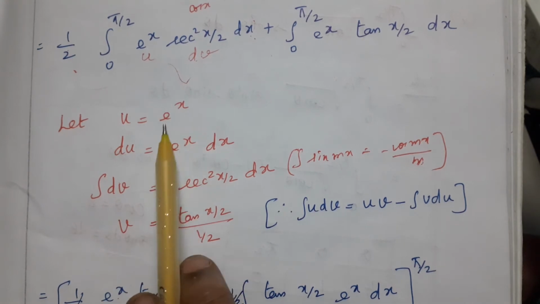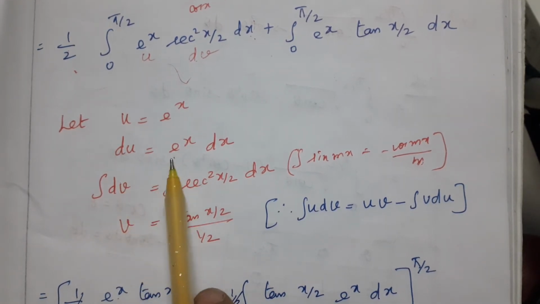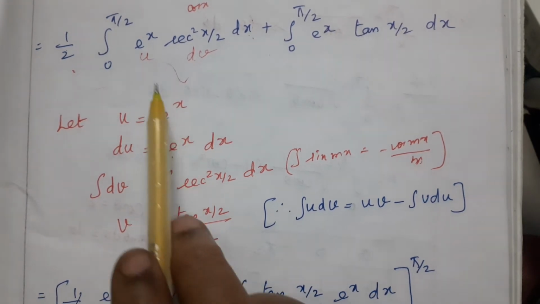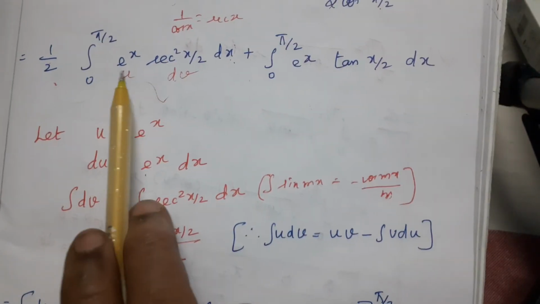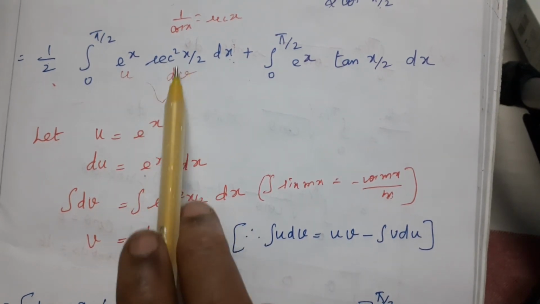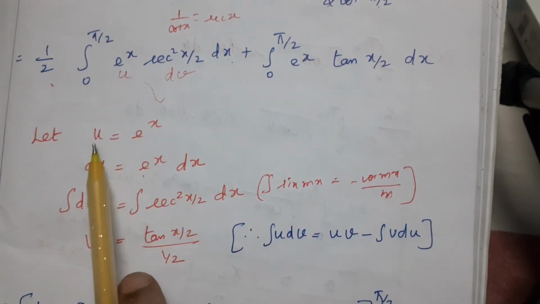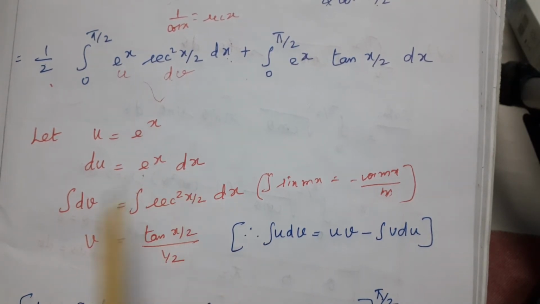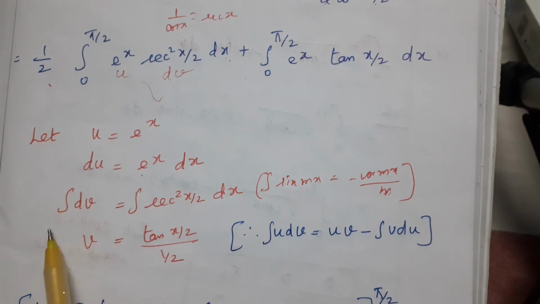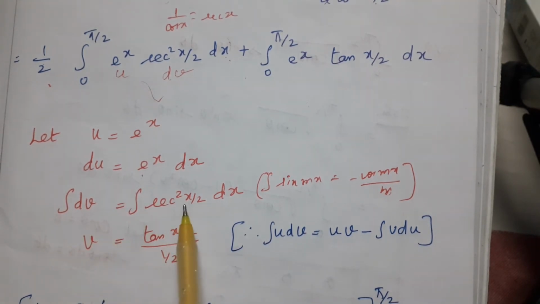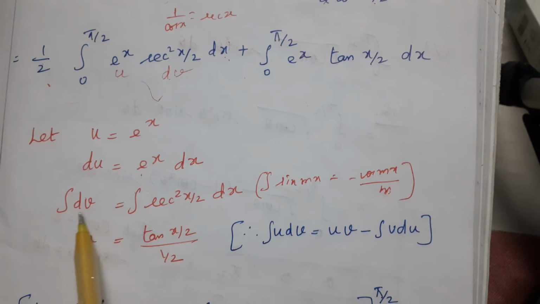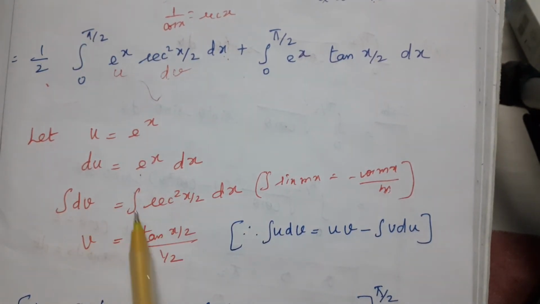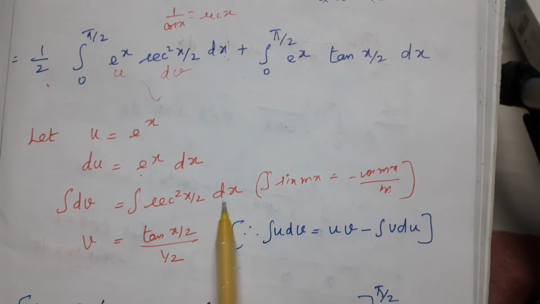Let u equal to e power x; du equals e power x into dx. Here, e power x is taken as u, and secant square x by 2 into dx is taken as dv. So u equals e power x, and if we differentiate, du equals e power x into dx. Again, integral of dv equals integral of secant square x by 2 into dx.